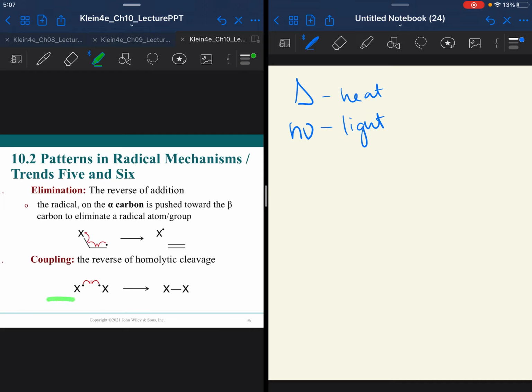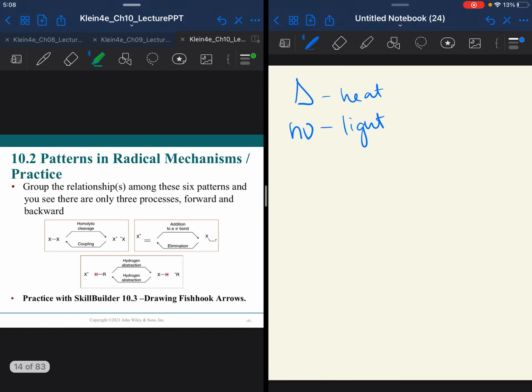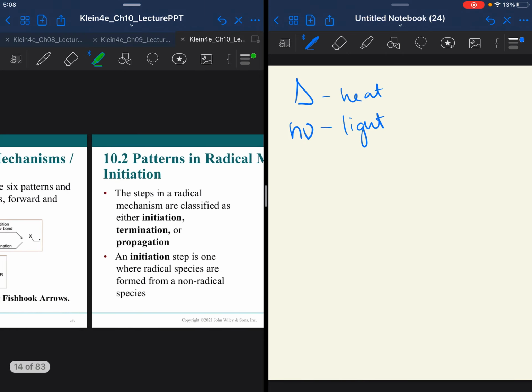And then coupling reactions. This is an important final step that happens in a lot of radical mechanisms. When two radicals run into each other, they frequently form a bond because, again, they're both very unstable. They're both looking for a partner, right? The electrons would rather be paired up. Okay, and so here's just a summary of those different processes.